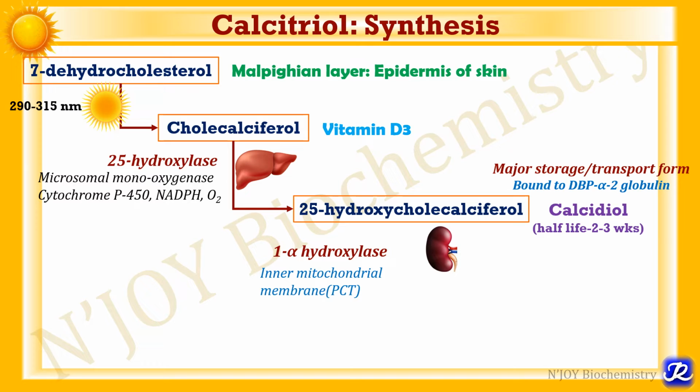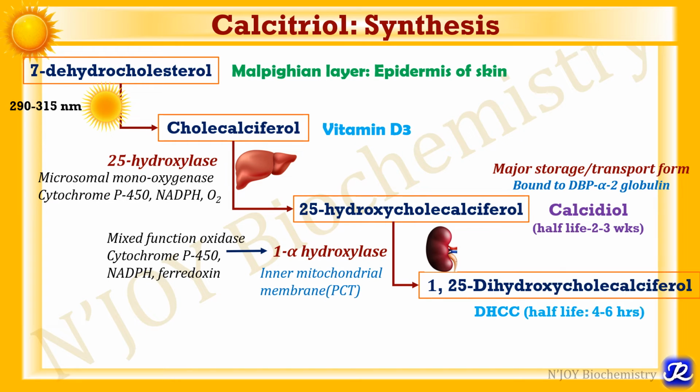This enzyme is present in the inner mitochondrial membrane of proximal convoluted tubules, and this enzyme is a mixed function oxidase, which is cytochrome P450. It requires NADPH and ferredoxin. In the kidney, 1-alpha hydroxylation occurs, and it leads to formation of 1,25-dihydroxycholecalciferol, that is DHCC. The half-life is 4 to 6 hours.